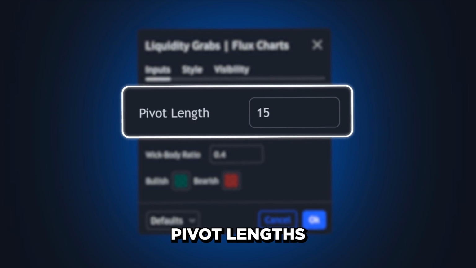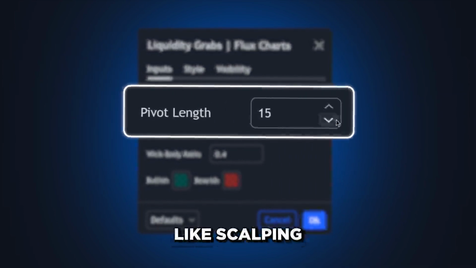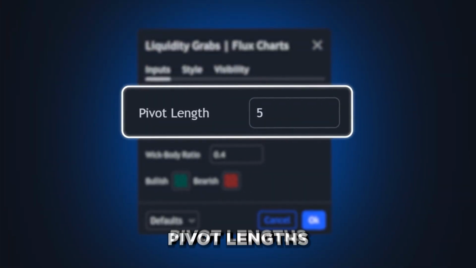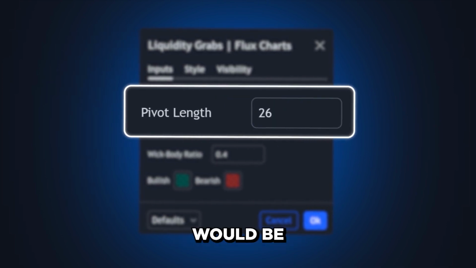You can adjust pivot lengths to your personal trading preferences. For short-term trading styles like scalping or day trading, go for shorter pivot lengths. With swing trading or investing, a longer pivot length would be better.